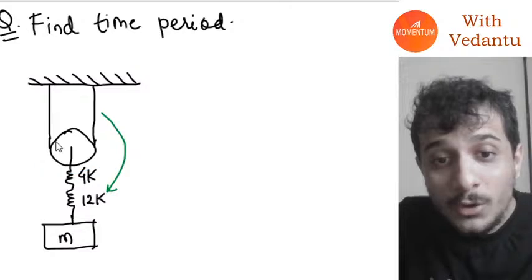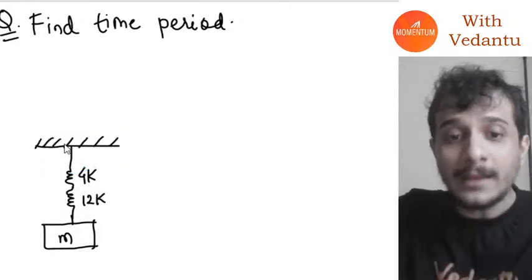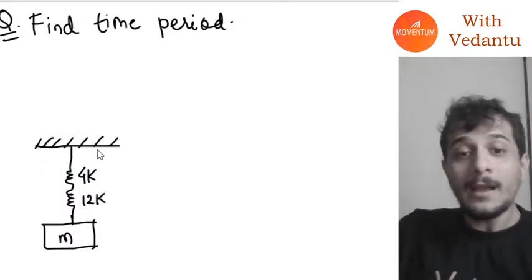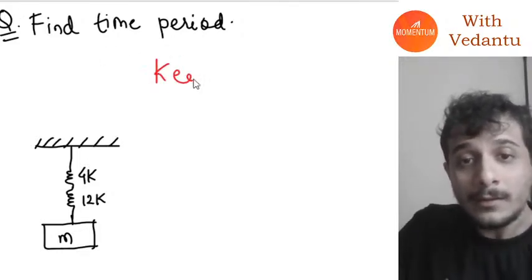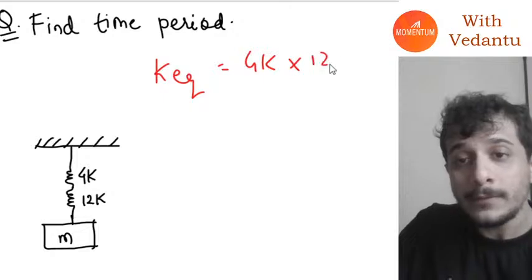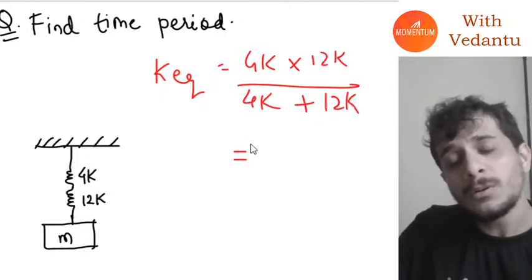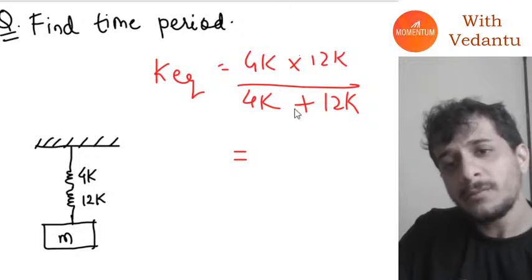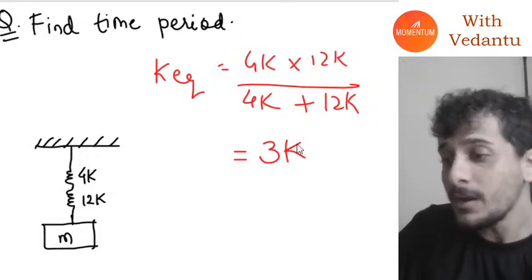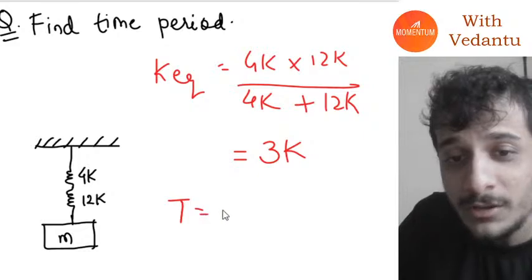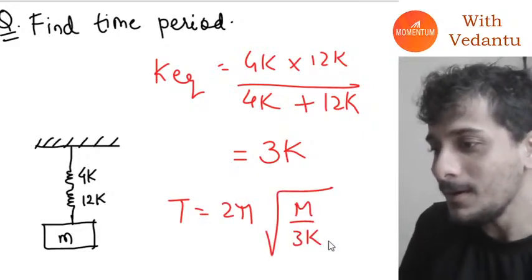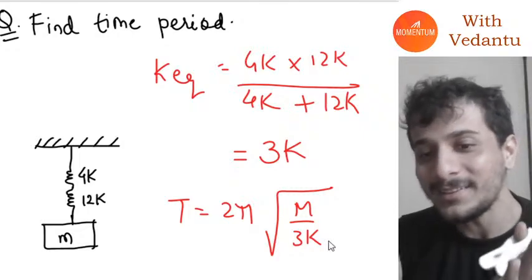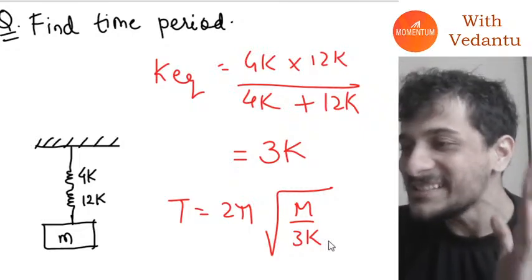So I can just treat it like this, and I can very easily calculate the K equivalent. The K equivalent is 4K into 12K divided by 4K plus 12K, which is 16 over 12 by 4, that is 3K. This gives T is equal to 2 pi under root m by 3k. Simple. It will be m by 3k, yes, it will be m by 3k.